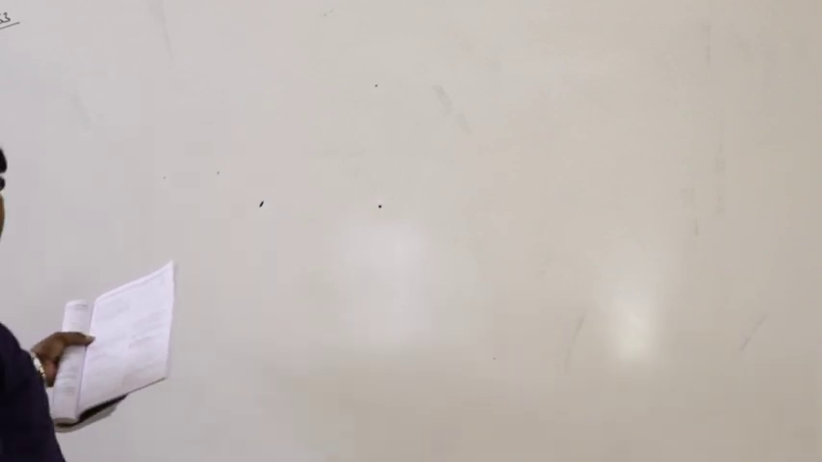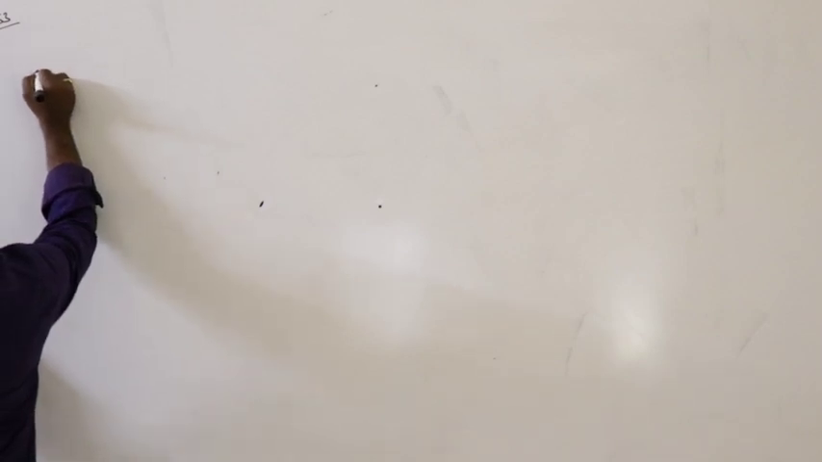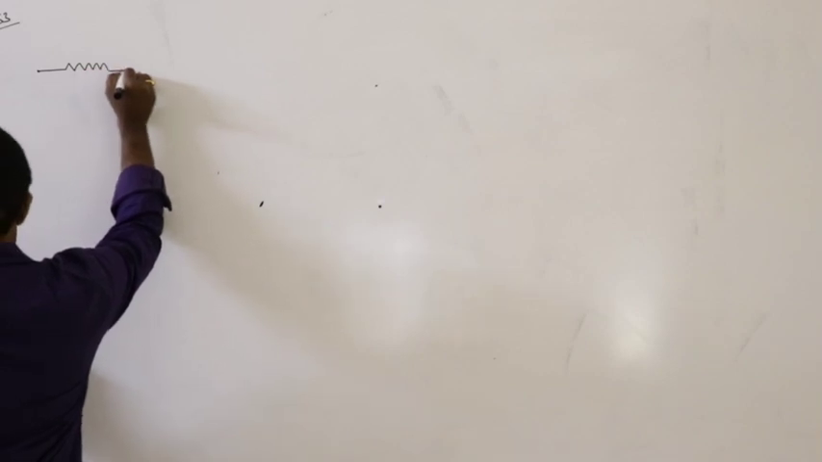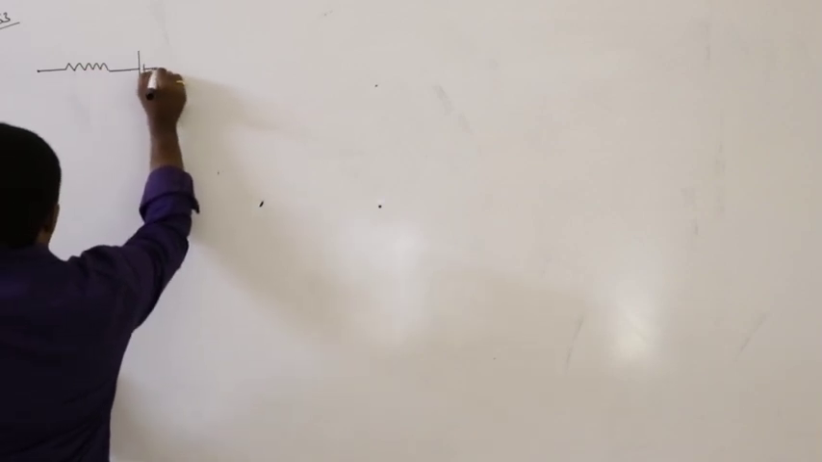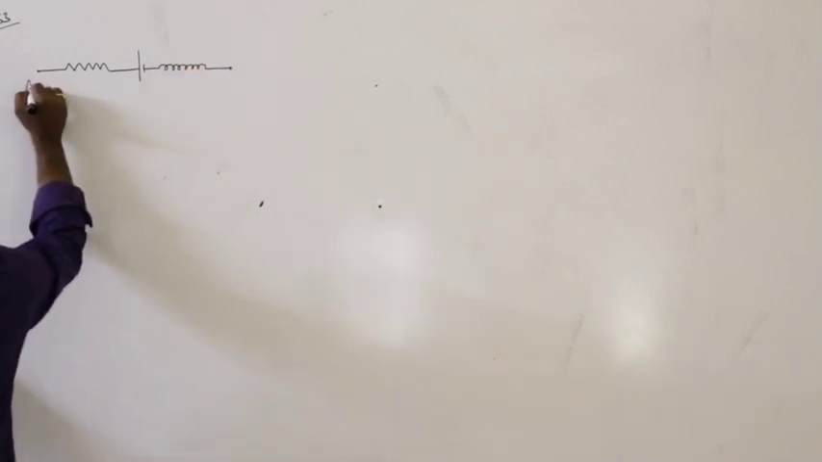The network shown is a part of a closed circuit in which the current is changing. At an instant, the current in it is 5 ampere. Find the potential difference between the points A and B. So the given circuit is, this is the point A, and this is the resistance, and this is the battery, and this is the inductance. So this is A and this is B.